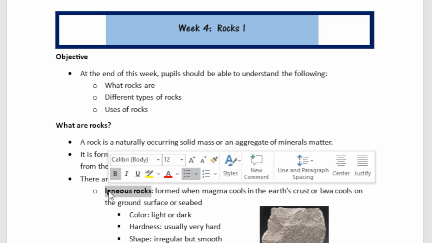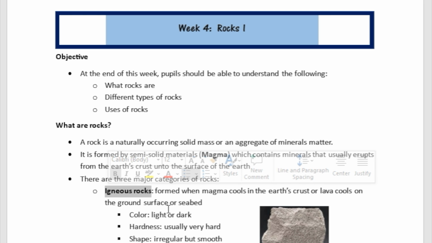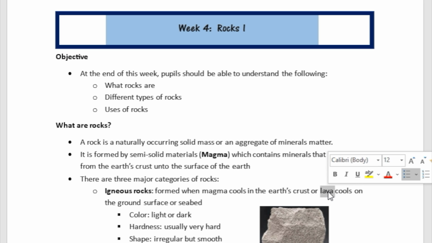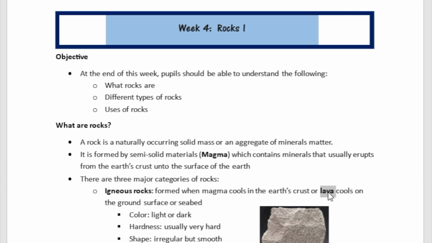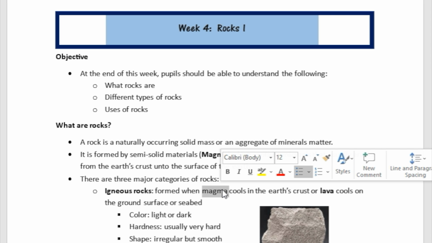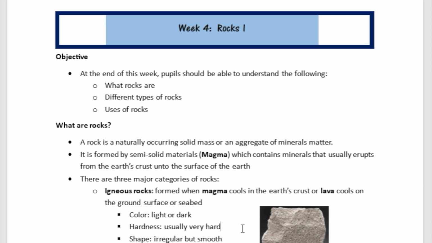Somebody say that with me. Igneous. Igneous rocks are formed when magma cools in the Earth's crust, or when lava, which is another way to call it, cools on the ground surface or the seabed, because there are rocks actually in the ocean as well. But anytime this thing called magma or lava cools, it comes right from the Earth's crust, it cools, it can form a rock.